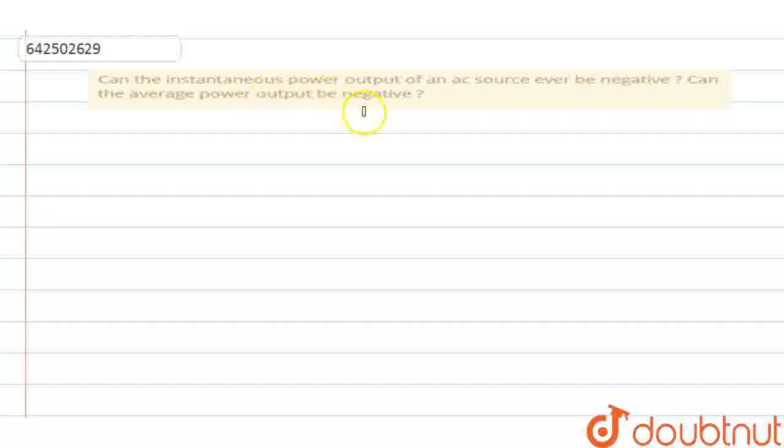Now the question is, can the instantaneous power output of an AC source ever be negative? Can the average power output be negative? So here two questions are asked.